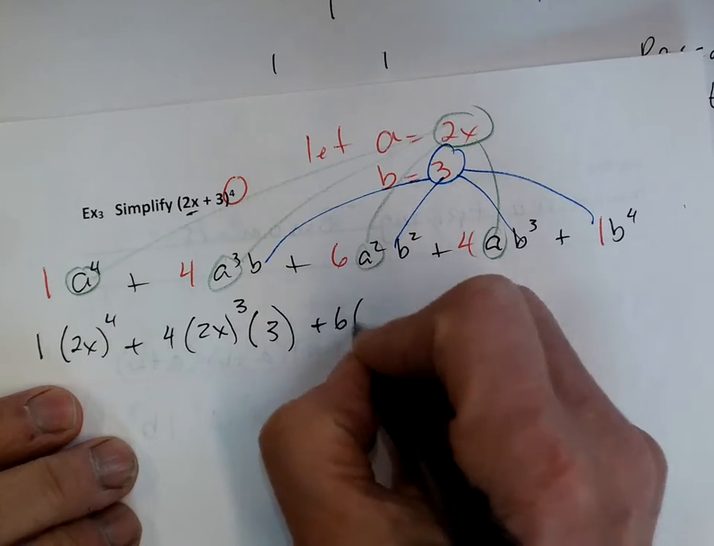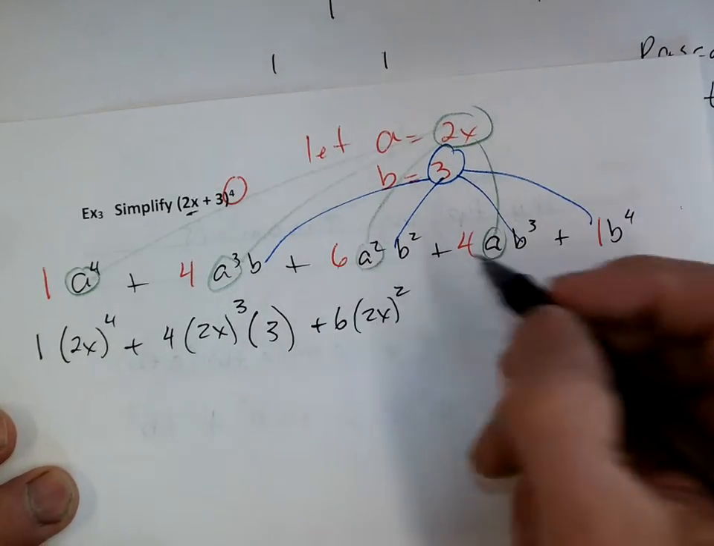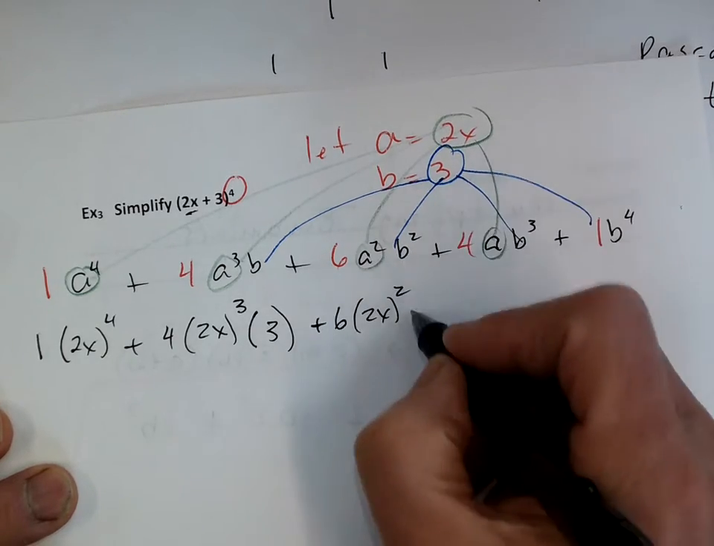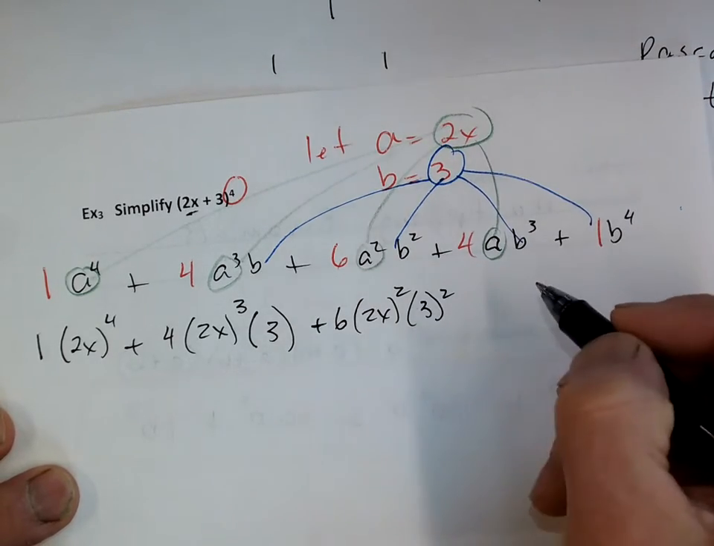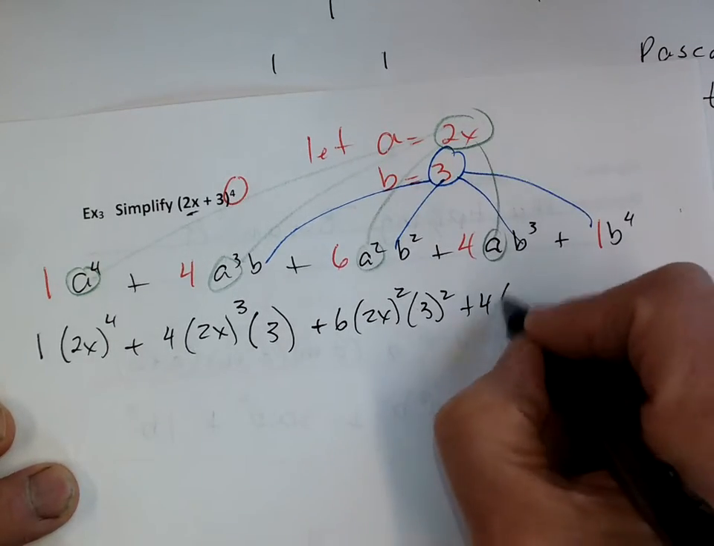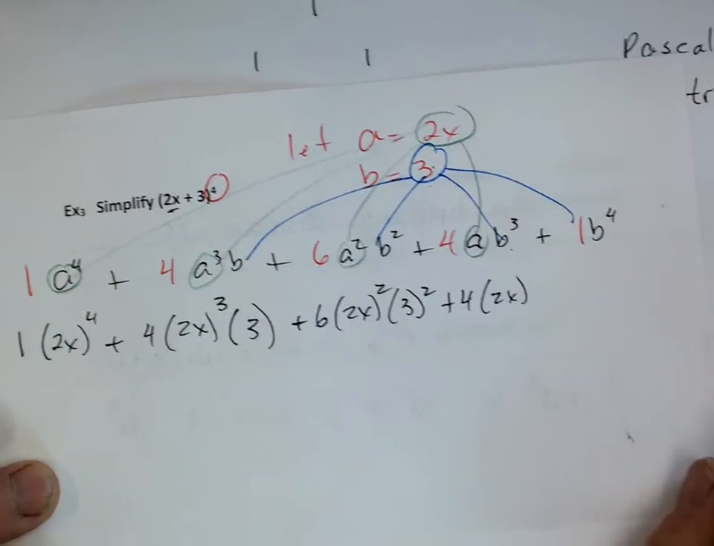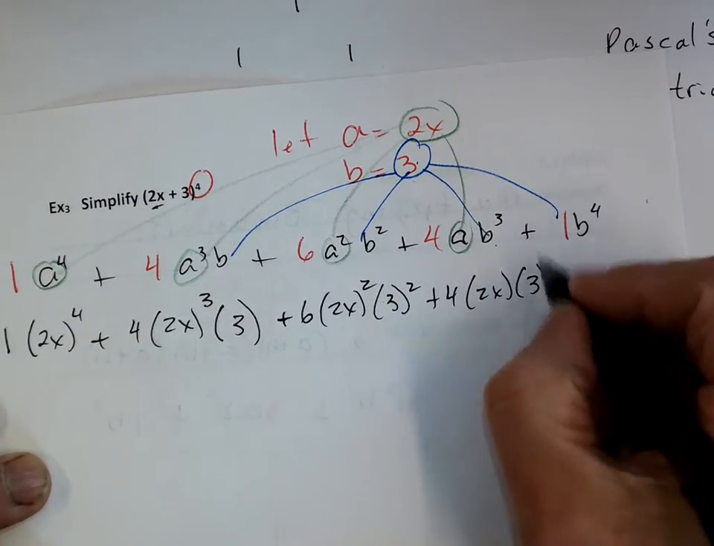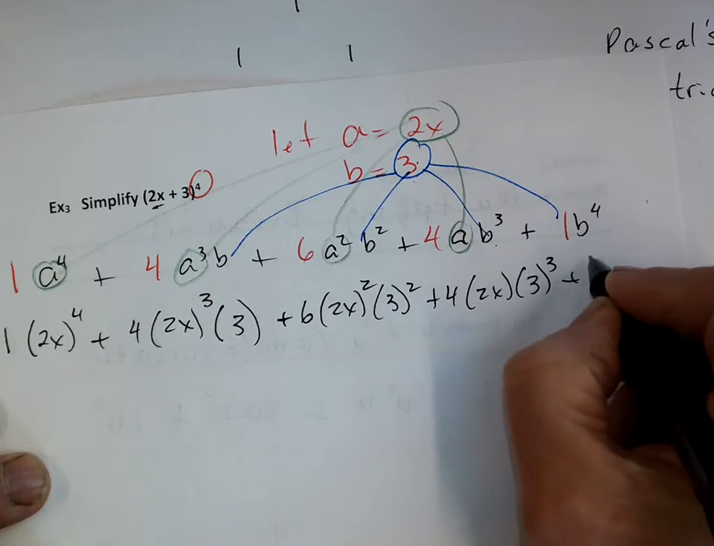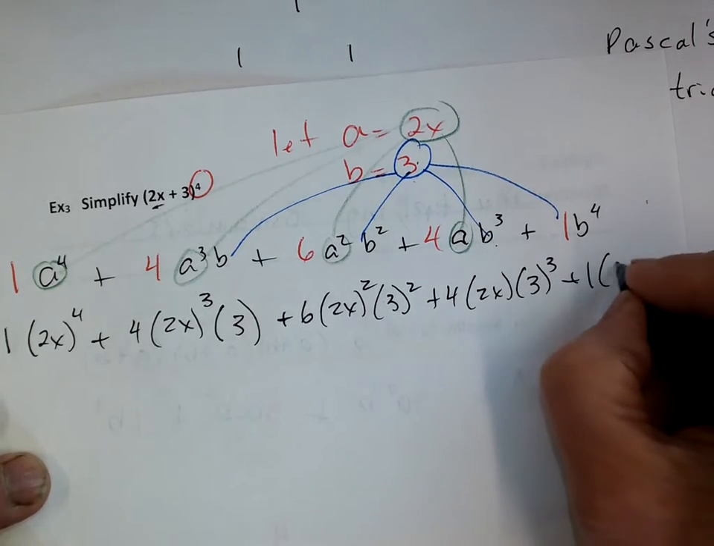Plus 6 times A, well, A is 2x, so 2x squared, because A squared. And then put in the B, which is 3 squared. Okay, and then plus 4, and then put in my A, which is my 2x, and then put in B. What's B? B is 3, right? So then I'm going to go 3 cubed, don't forget your cube, plus 1. And put in B, what's B? B is 3 to the 4th.